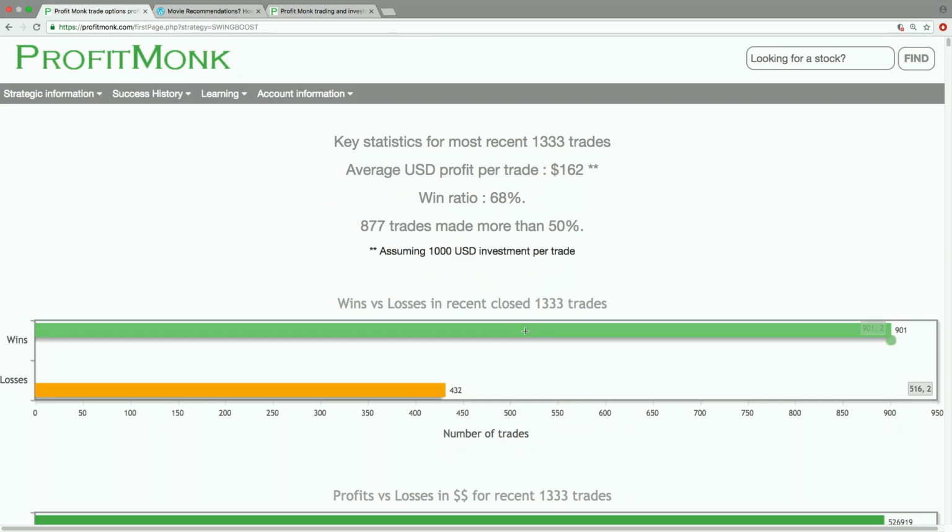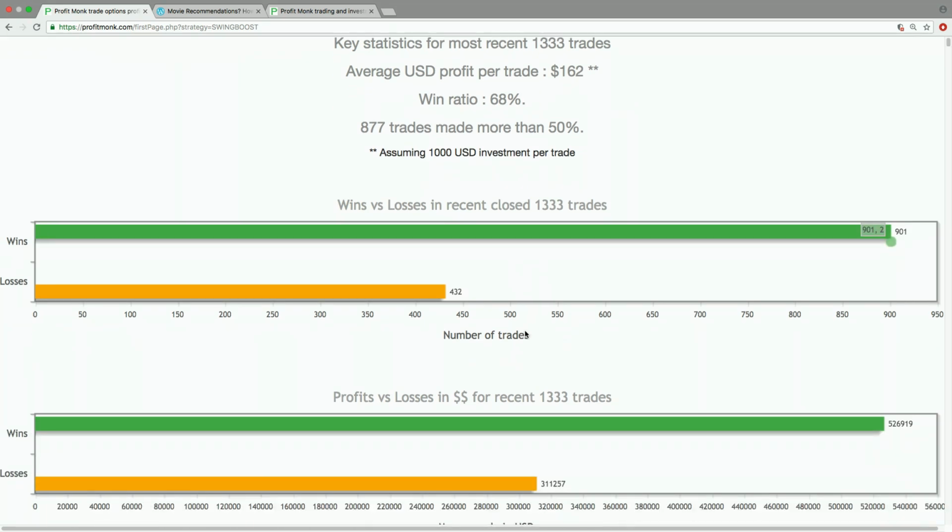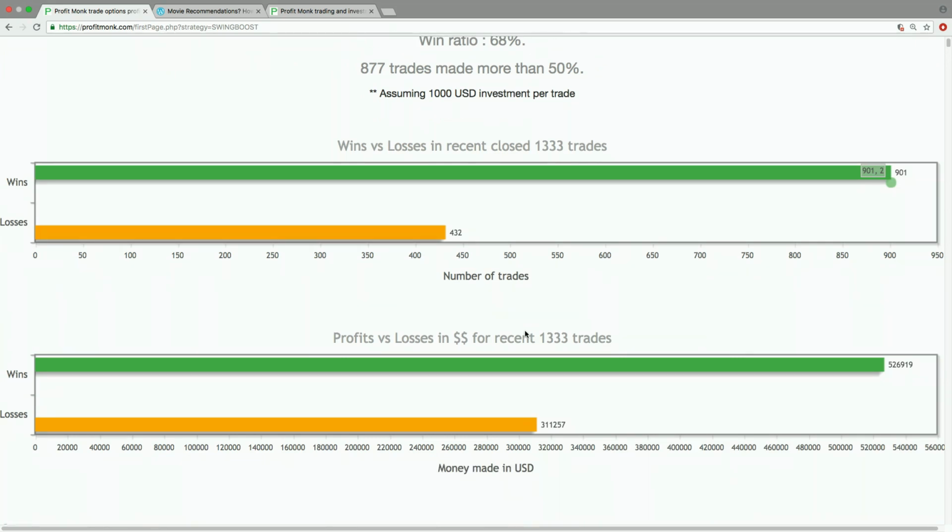So let's go down a little bit on this page. Question, Ash? I mean, with this strategy, why is the performance not better? Because if you put $1,000, you're only getting 16%. Let's look at how this works out over those 1,000 trades. You might have other strategies that perform better, but this one is only 16% return on your $1,000.